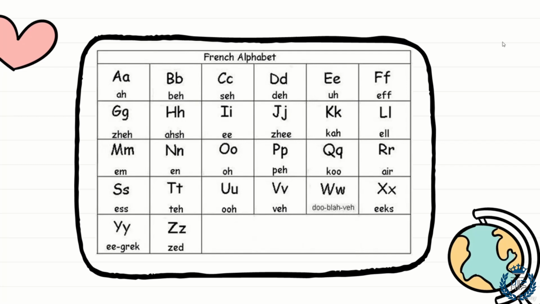Okay, let's start. A, B, C, D, E, F, G, H, I, J, K, L, M, N, O, P, Q, R, S, T, U, V, W, X, Y, Z. Okay, so this is how we pronounce the letters.